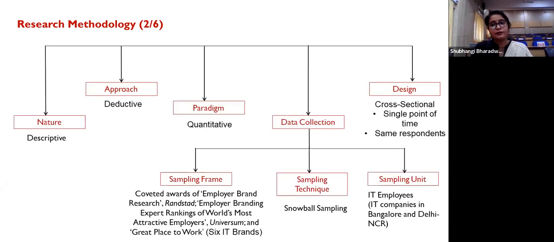The study is descriptive in nature, based on a survey of top IT brands that have topped the ranking lists of Randstad, Universum, and Great Place to Work. The design of the study is cross-sectional in nature because the data has been collected at a single point in time and from the same respondents.